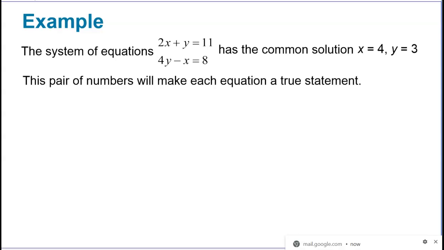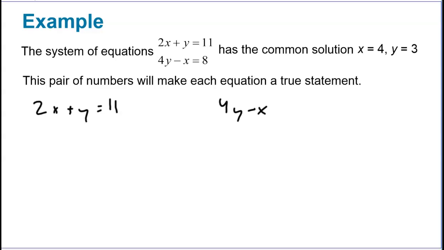This system of equations is going to have two different linear equations, and so we're going to write these down here. We're going to have 2x plus y equals 11, and we are going to have 4y minus x equals 8. We're going to go ahead and solve this first for x equals 4. So anywhere we have x, we'll just put 4. And then we'll solve that.